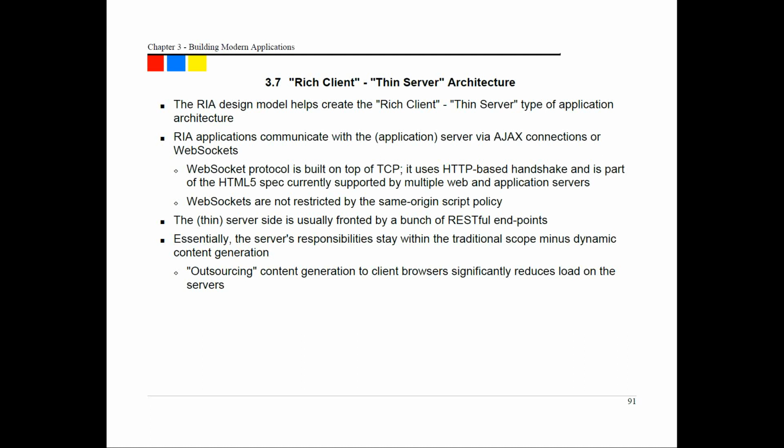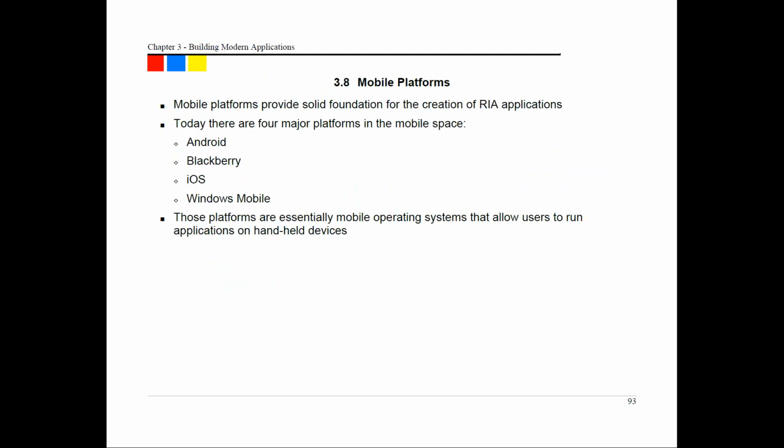WebSockets are also not restricted by the same-origin policy, so you can hit different servers with a WebSocket. Essentially, the servers' responsibilities stay in the traditional scope minus dynamic content generation. Moving content generation to client browsers reduces load on the servers, right? We download one application to the browser, and then we're just sending data, and that obviously reduces the work on the server.